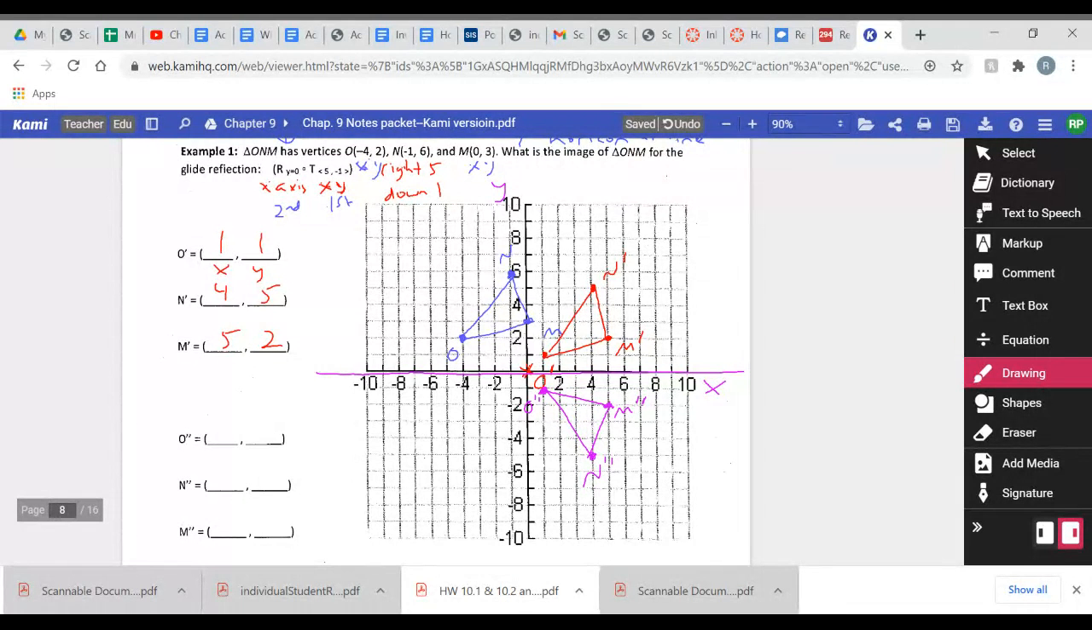Make sure the triangles all look like the same shape and the same size, and they do look like that. Don't forget for a reflection, the purple and the red triangle, if you fold the paper along the x-axis, the line of reflection, those points should match up exactly if you've done it correctly. So that's a good double check. And then now I just need to label the ordered pairs of my purple triangle. So O double prime is at 1, -1, x direction first and y direction. N double prime is at 4, -5. And M double prime is at 5, -2.